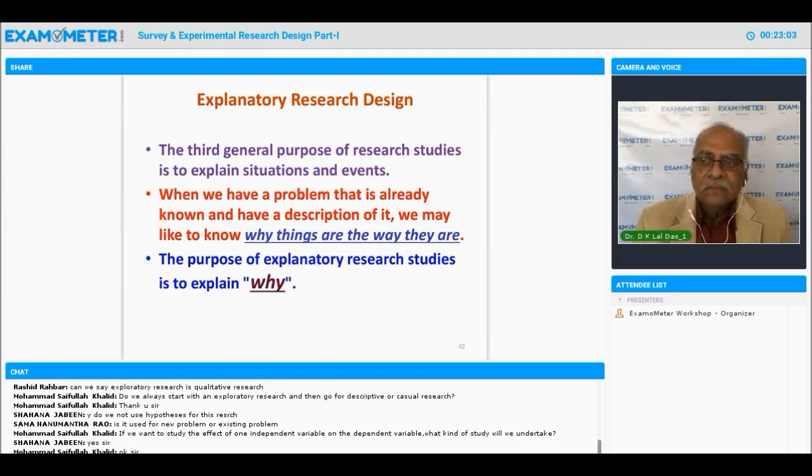Descriptive research is only the study of quantitative data. Yes, it is primarily quantitative research, but in qualitative research also some research educators have mentioned that they can have a descriptive research design, but it's not very popular. Descriptive is only popular in quantitative research.